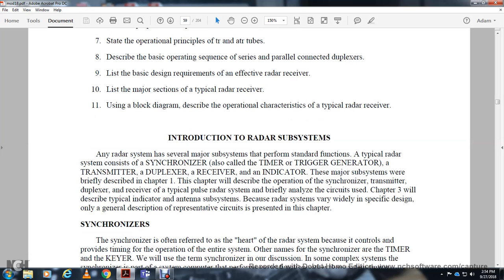Introduction to radar subsystems. A radar system has several major subsystems that perform standard functions. The typical radar system has a synchronizer, also called the timer or the trigger generator, the transmitter, the duplexer, the receiver, and the indicator. The major subsystems were briefly discussed in Chapter 1.